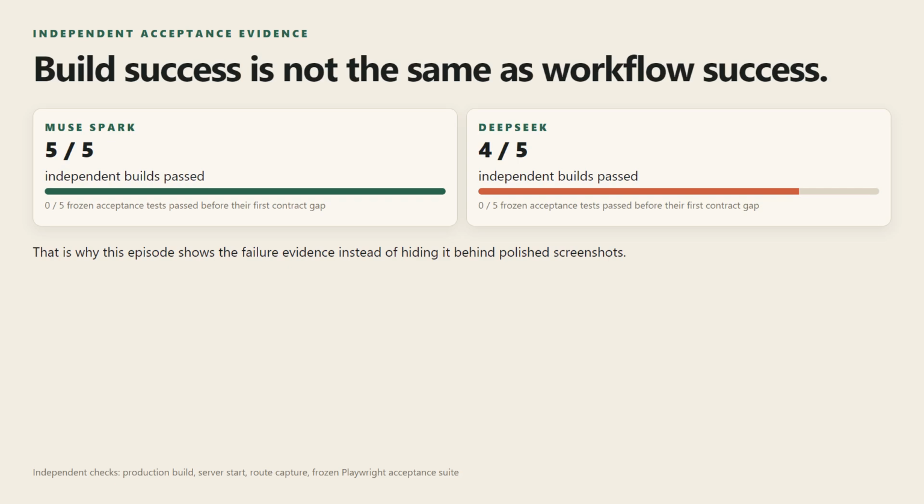Here's the uncomfortable part. A green build is not the same as a passing workflow. Independent builds passed 5 out of 5 for Muse Spark and 4 out of 5 for DeepSeek, while the frozen acceptance suite found a contract gap in every lane. That is why this episode keeps the failure evidence in frame alongside the screens that did work.